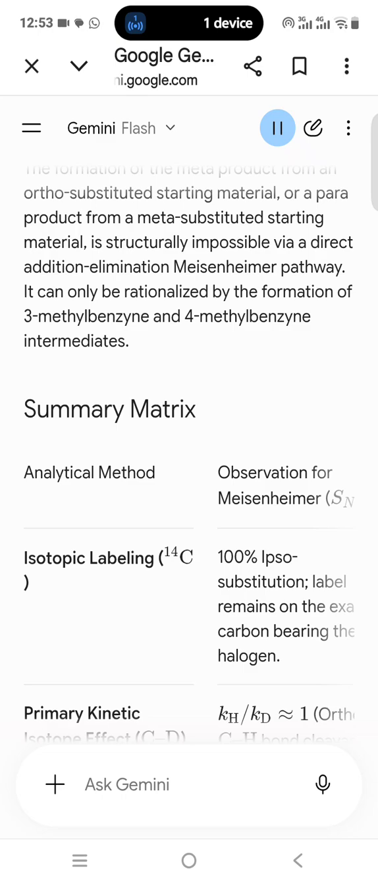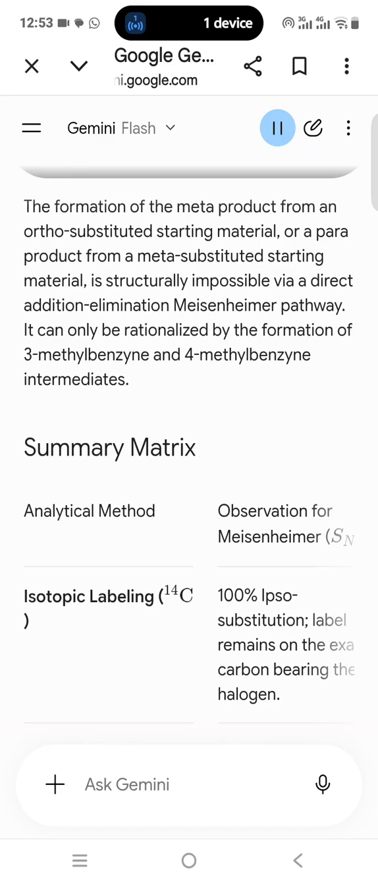Primary kinetic isotope effect, C-D. Meisenheimer: k_H/k_D approx 1, ortho C-H bond cleavage is not involved in the RDS. Benzyne: k_H/k_D greater than 1, C-H bond breaking occurs during or before the rate-limiting elimination step.